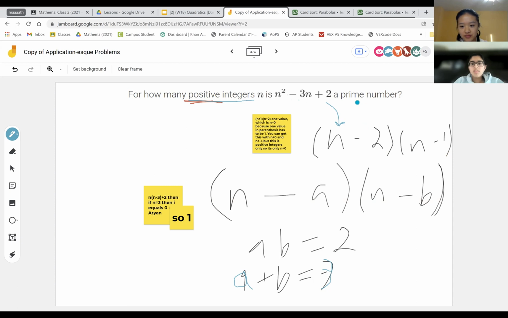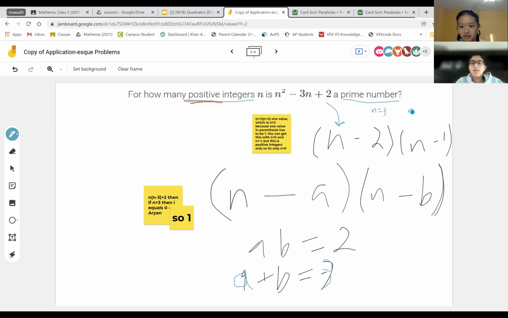So we want to see for how many of these is this value a prime number. In order for a number to be prime, it has to be a multiple of 1 and itself. So we can see what value of n makes one of these factors equal 1. So n is equal to 3. We'd have 3 minus 2, which is 1, times 3 minus 1, which is 2. 1 times 2 is 2. So that means it's prime when n is equal to 3.